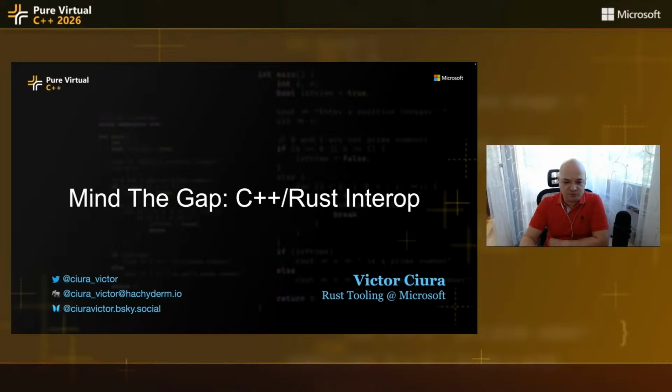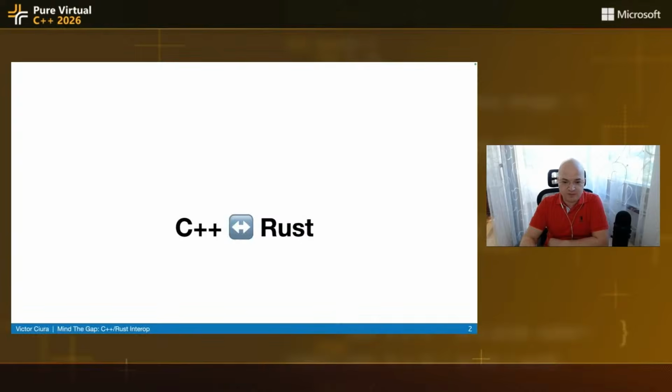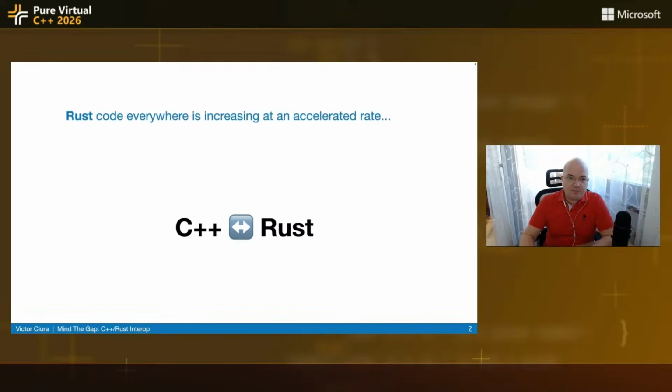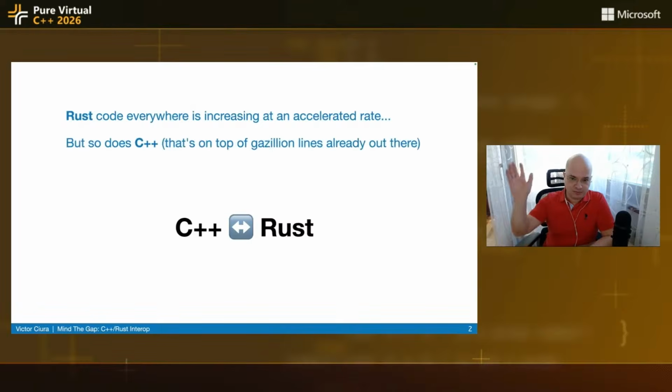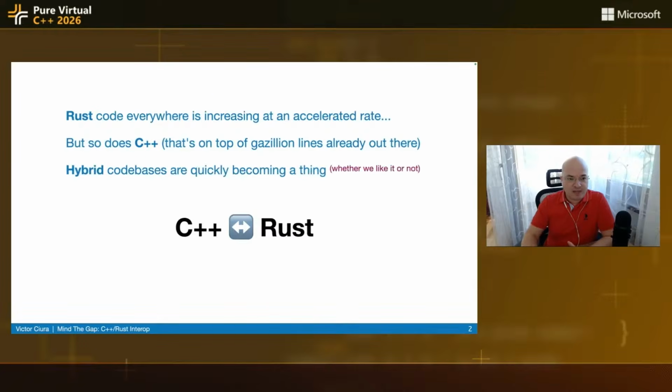Welcome, folks, to this session on C++ and Rust interop. So why are we discussing these two things? Why C++ and Rust? Well, Rust code everywhere is increasing at an accelerated rate. But so does C++, and that's on top of gazillions of lines of C++ out there anyway. So hybrid code bases are quickly becoming a thing. Whether we like it or not, this is where we're going to be for a while. So we need to learn to play nice together.